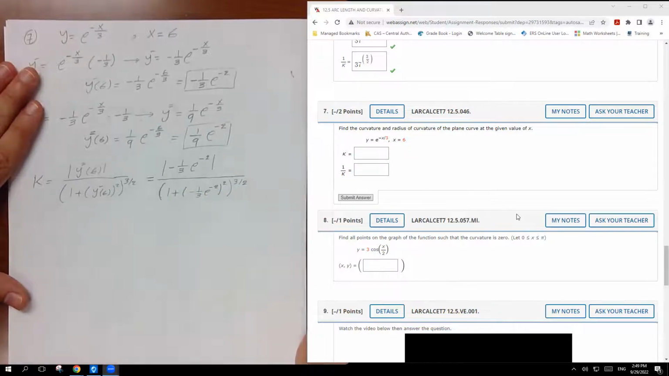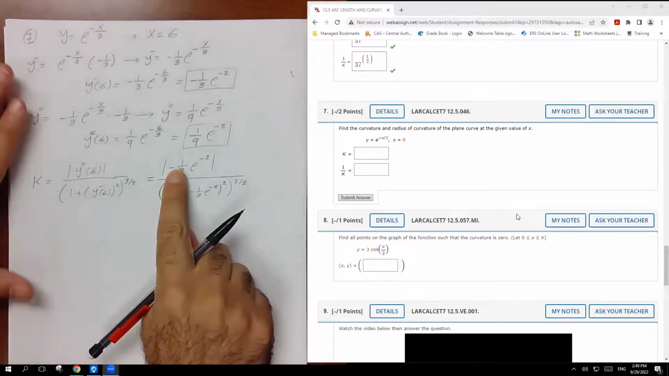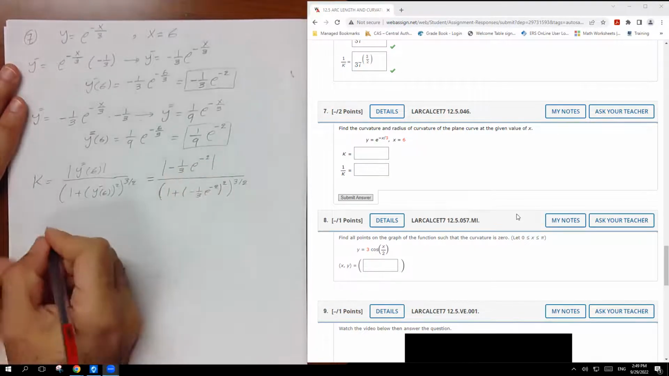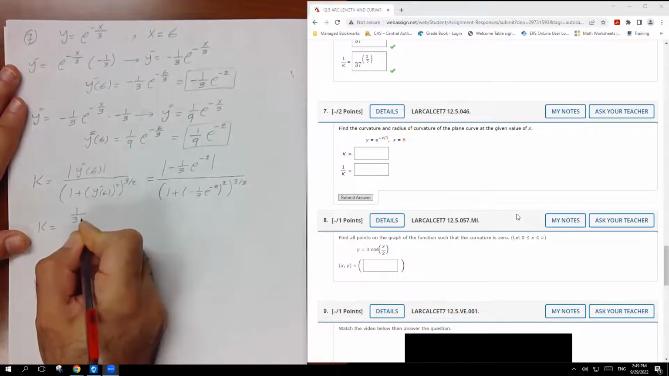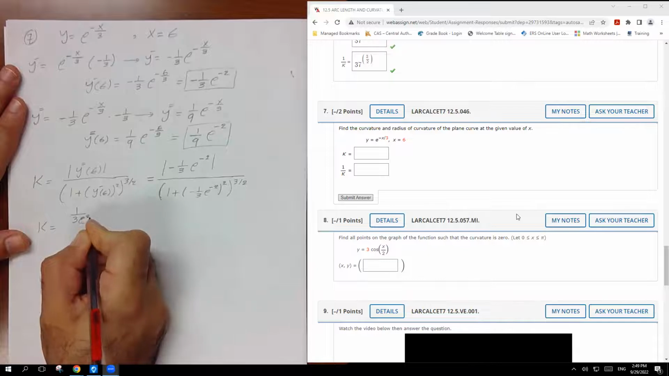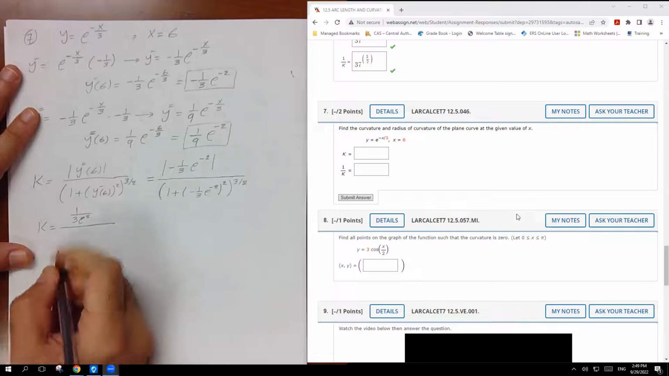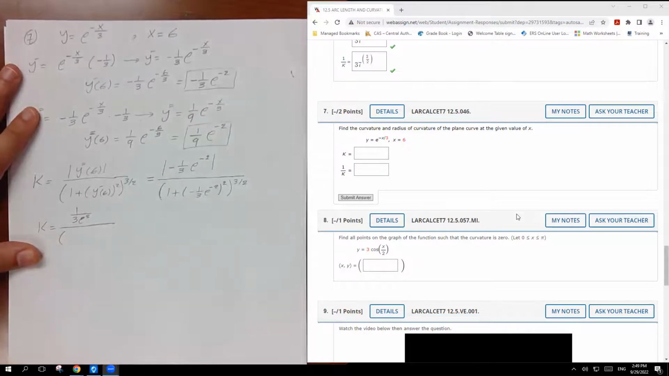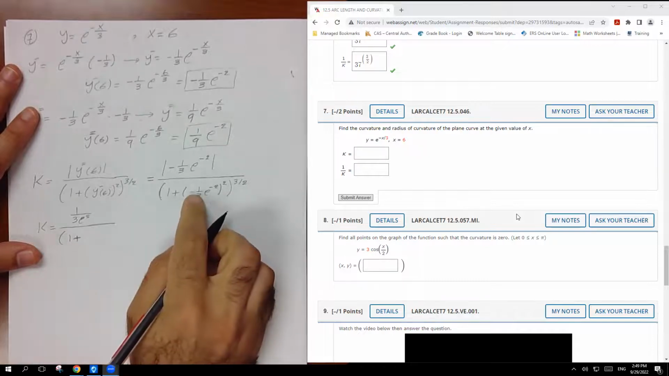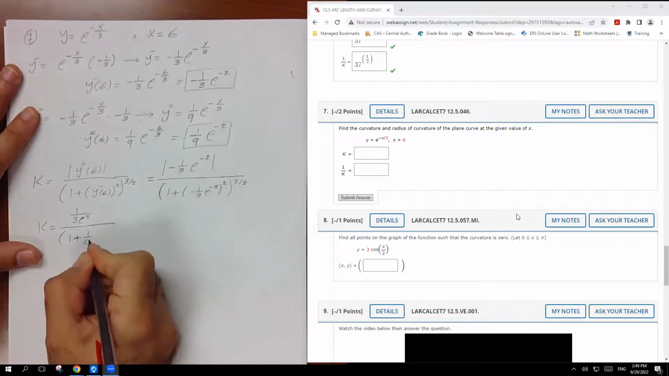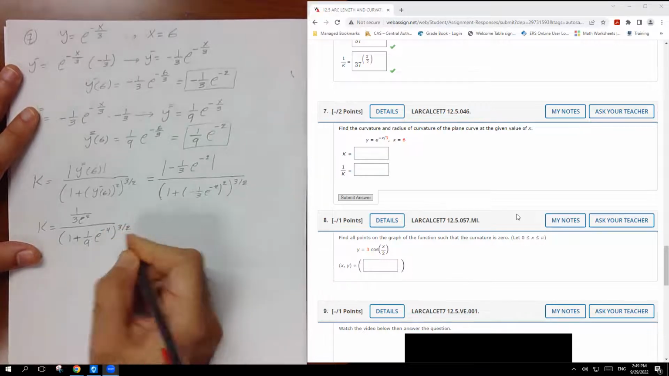Then next step, we're done from this one. Here, this is the absolute value of the number. I'm just gonna write this on the bottom. That means k is going to be equal to 1 over 9 e to the negative 2 over 1 plus 1 over 9 e to the negative 4, and everything to the 3 over 2.